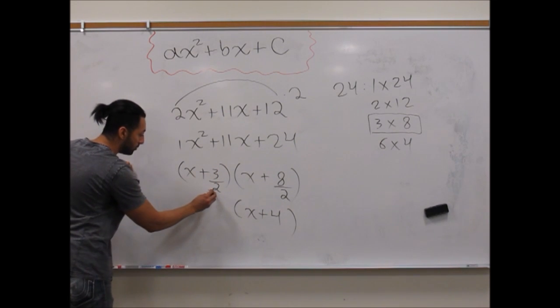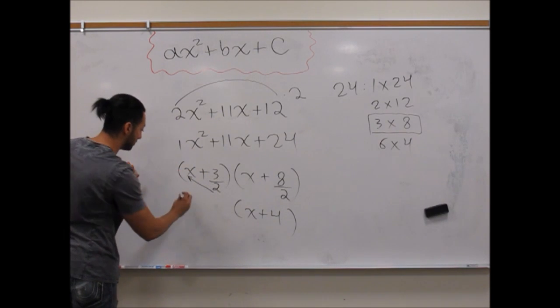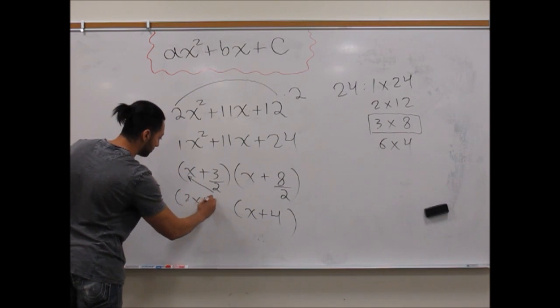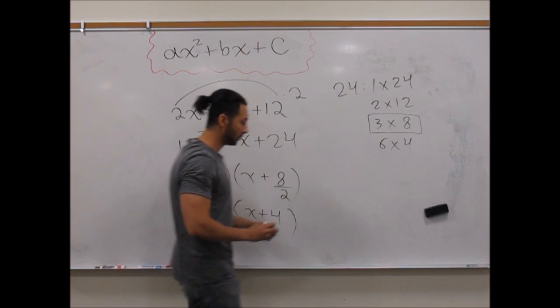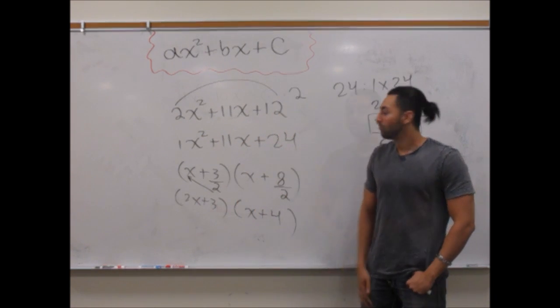You bring this 2 back and you put it in front of the x. So you get 2x plus 3. And that's how you would factor something with a leading coefficient that's not 1.